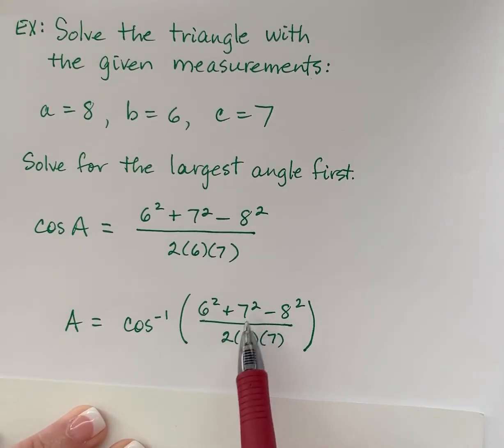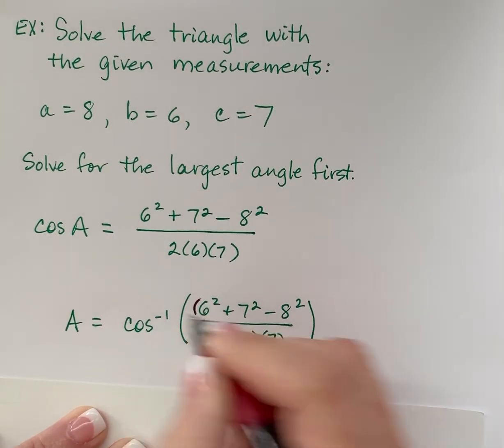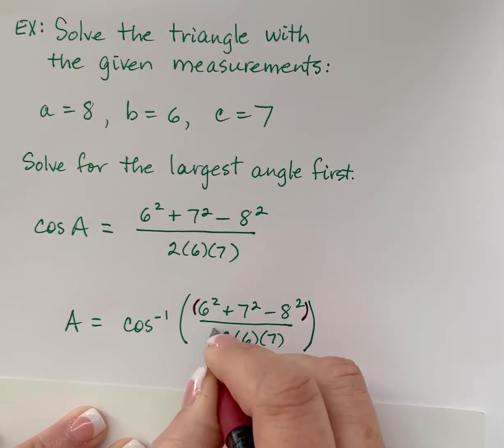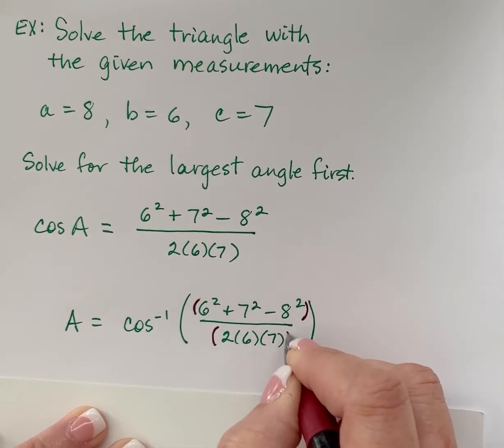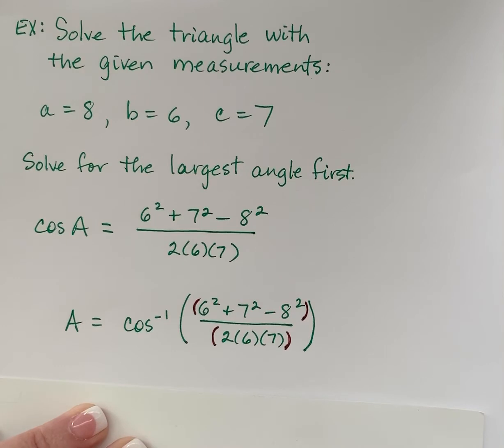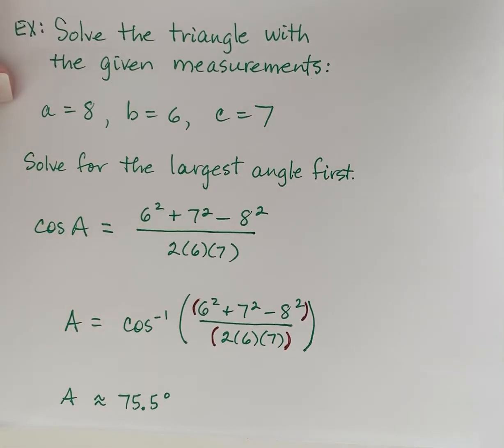This fraction can be a little tricky when putting it in the calculator. One thing that you could do is to put the numerator in a set of parentheses and the denominator in its own set of parentheses to avoid any mistakes. Okay, after you do that, you should get that A is approximately 75.5 degrees.